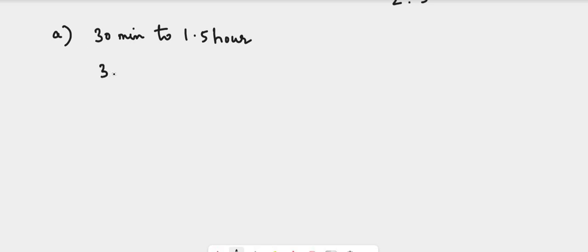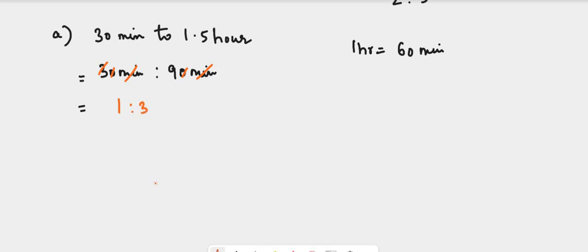So 30 minutes. 1 hour is equal to 60 minutes, half an hour is equal to 30. That means 1.5 hours means 90 minutes. Now you can calculate the ratio or compare. So now minutes will get cancelled. The 0 in 30 and 90 will get cancelled, 3 and 9 leaves 1:3. That is the first answer, 30 minutes to 1.5 hours.